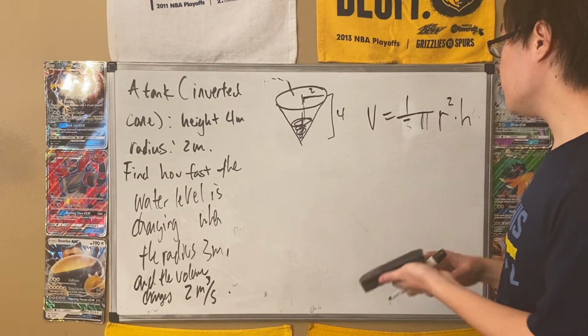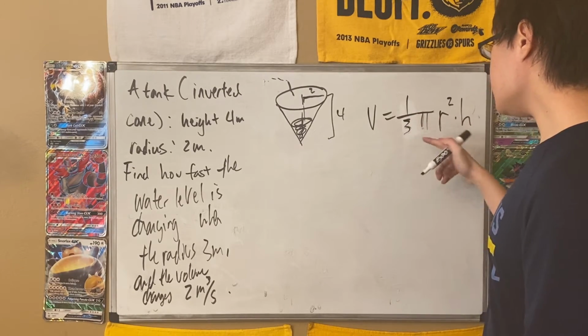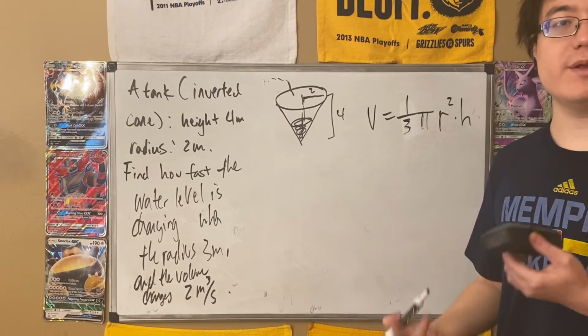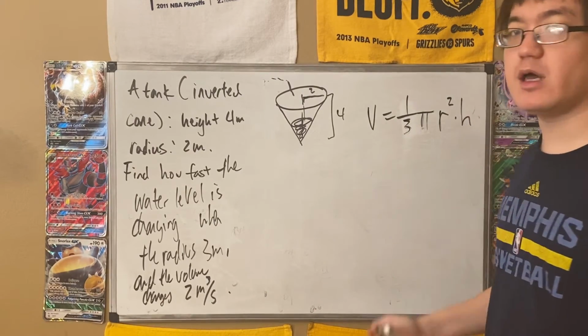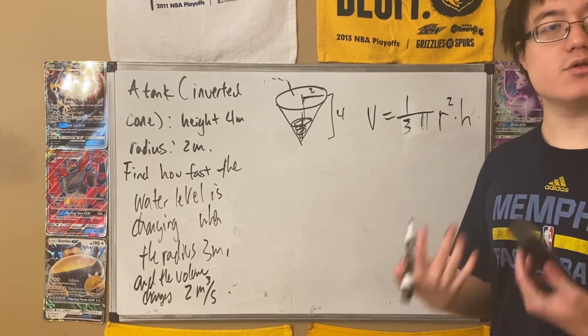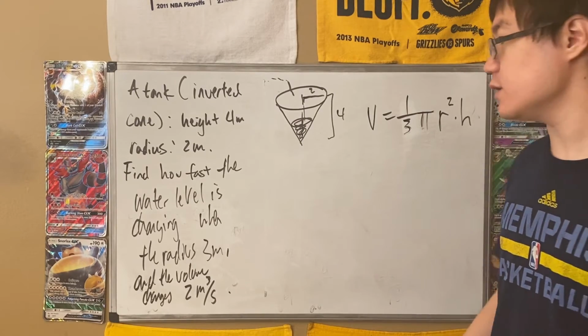The problem with this formula is that it's hard to deal with both variables, r squared and h. So we can do a little trick to change this formula to be in terms of one variable, and then we take the derivative. I only know this trick because I've done this question before and I've seen the answer.